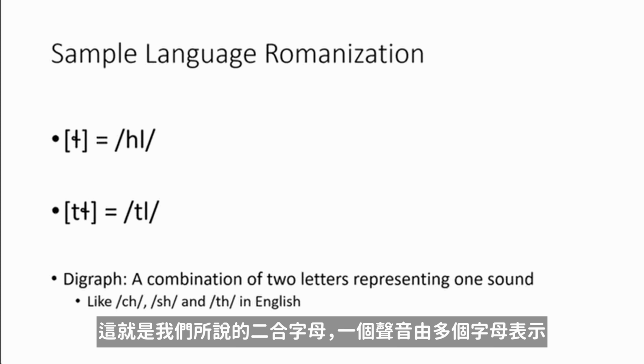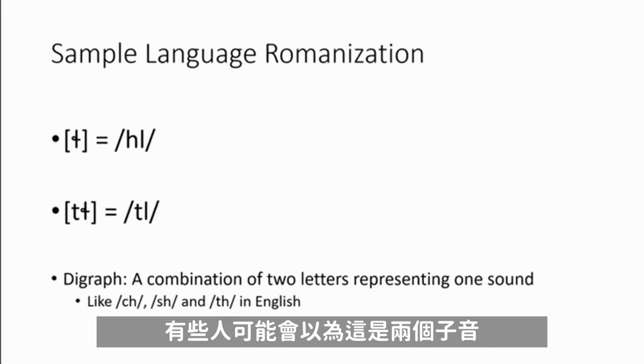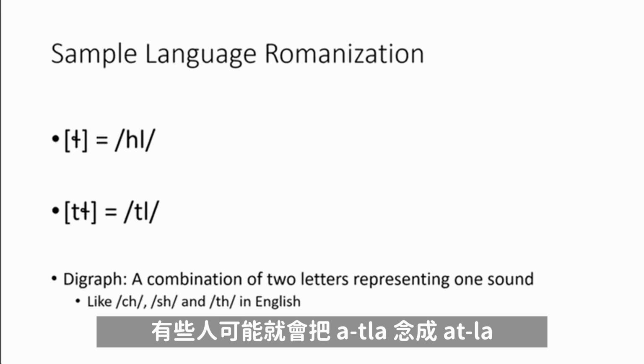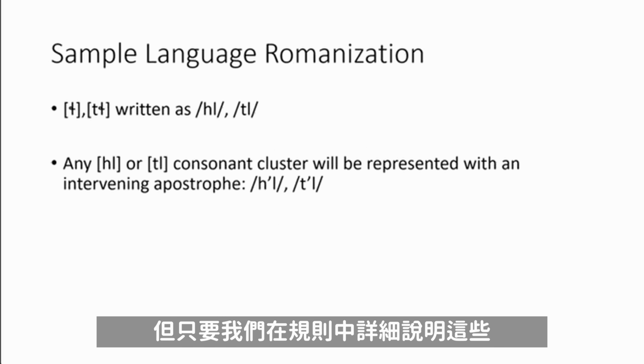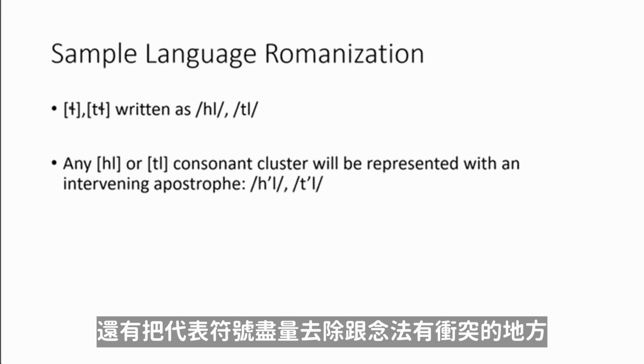These are what we call digraphs, where a single sound is represented with multiple characters. Now, written as digraphs, these might be misconstrued as consonant clusters, so someone might be tempted to read atla as atla. But as long as we detail this in our romanization system, and have a way of potentially disambiguating any similar consonant clusters that occur, we should be fine.